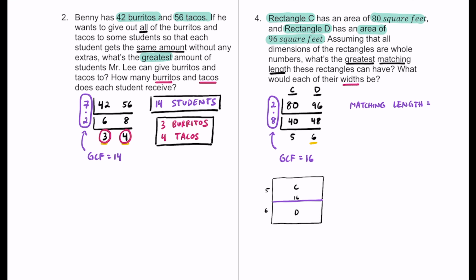We found out that's going to be 16 feet. Okay, so that's going to be answering that first part, and whatever their greatest matching number is, that's their GCF. So that's the application of the whole concept of GCF here. And then what would their individual widths be?